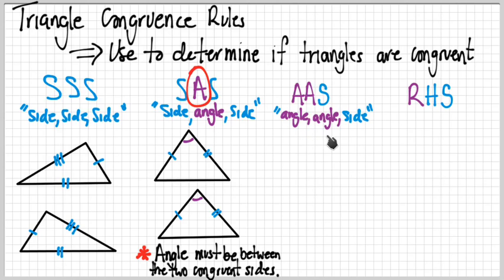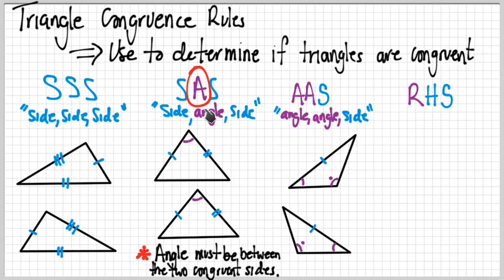AAS stands for angle, angle, side. So what this says is if we have two triangles, we know one angle on this triangle is congruent to an angle on the other triangle, and another angle on this triangle is congruent to another angle on that triangle, and we know the length of a side is congruent between the two triangles. Then those triangles are congruent.